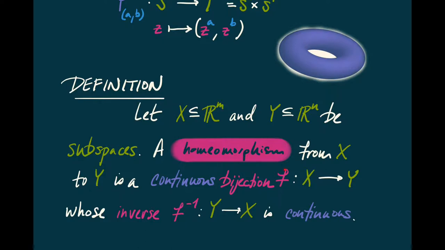So there are three conditions here. First, that F be continuous as a map. Second, that F be a bijection. And third, that its inverse, which exists because it is a bijection, also be continuous. All three of these have to be in play in order to have a homeomorphism. And it's in this circumstance that we're prepared to say that X and Y are the same. X and Y are quote-unquote the same in topology, if and only if there's a homeomorphism connecting them.